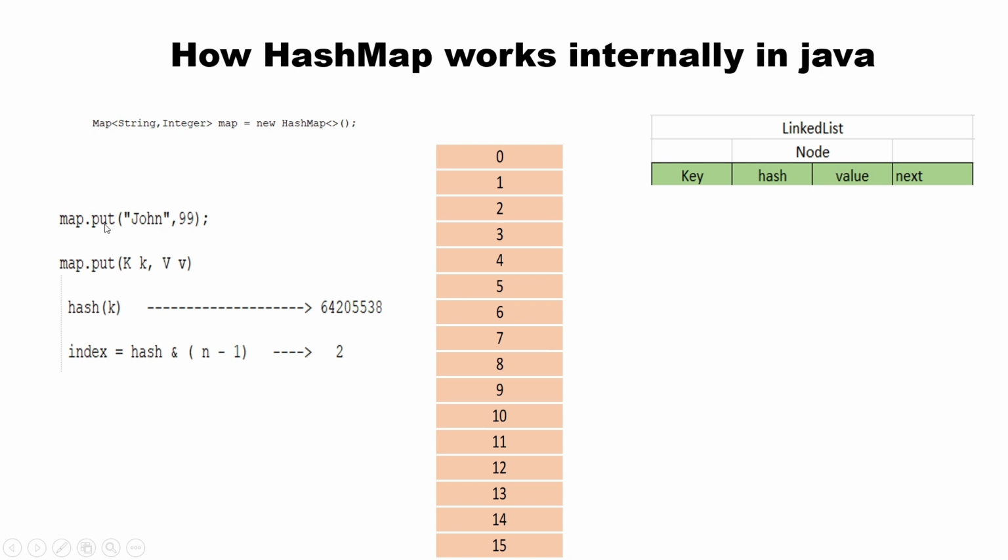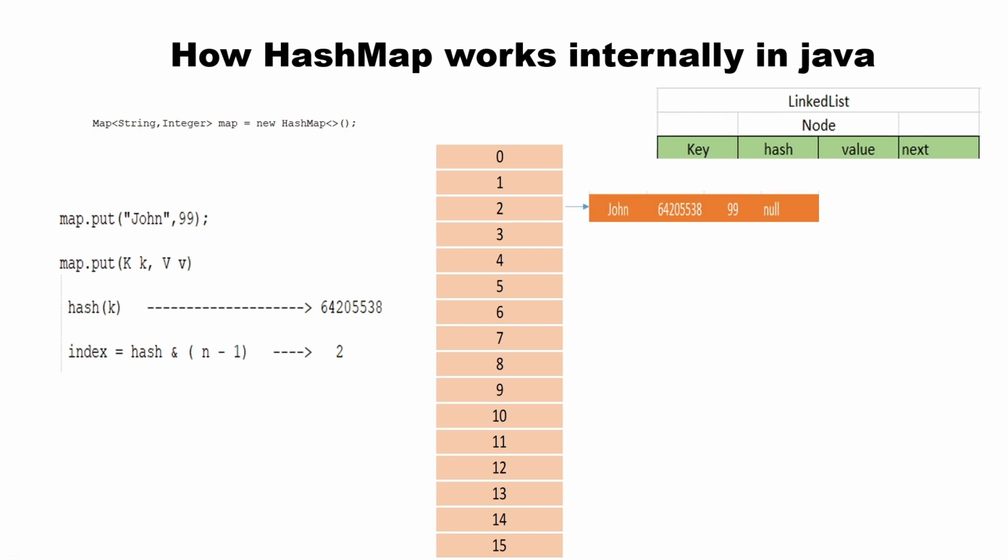When you call this put method, it's internally going to call the hash function, which takes the key as an argument, and the hash function's return type is integer. This hash function takes the key John and generates the hash value for your key, which is 64205538. This hash value is computed with a modulus operation to generate the index. The index generated is 2, and our first record is going to be placed at the second index of the bucket.